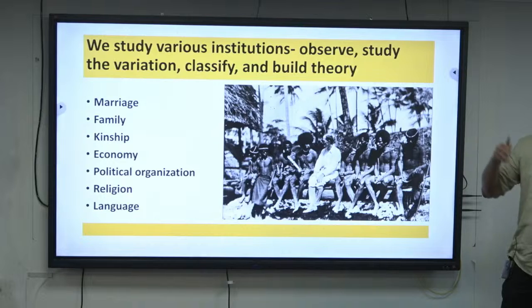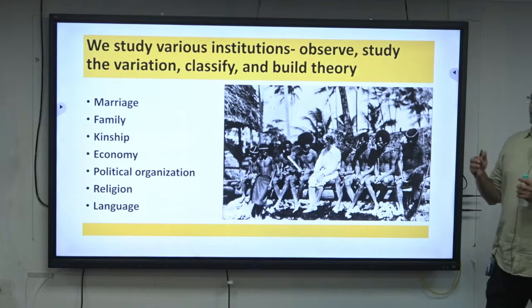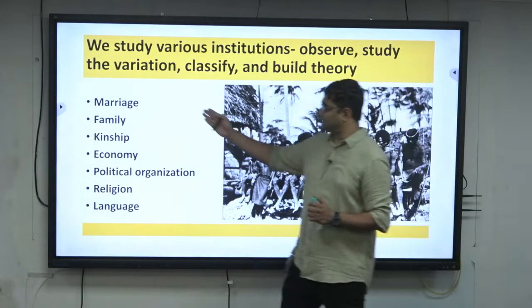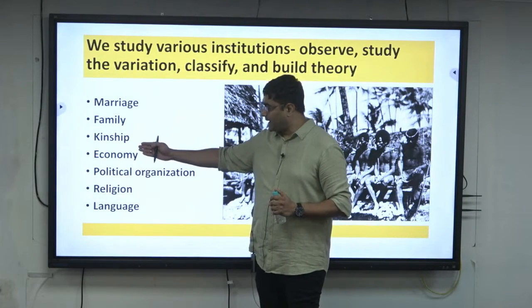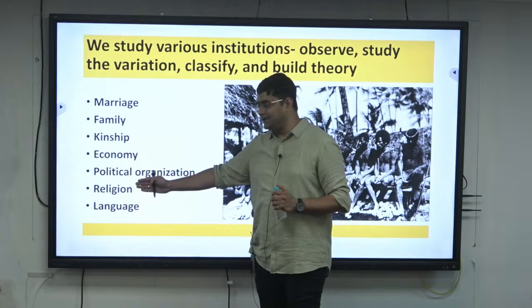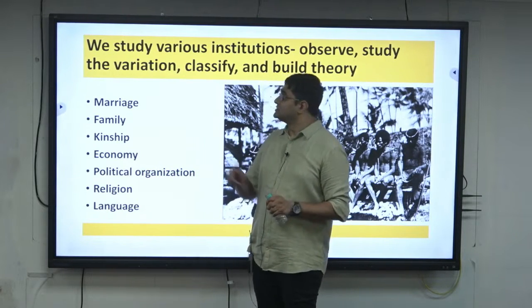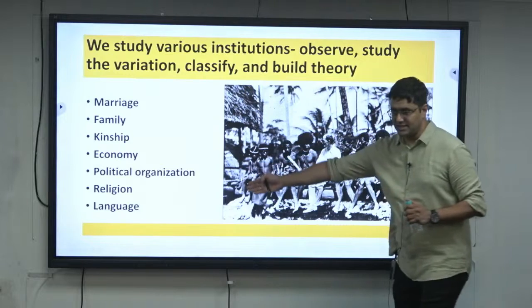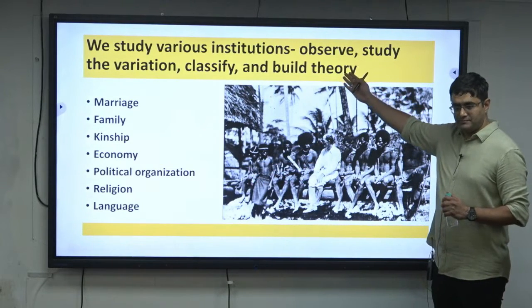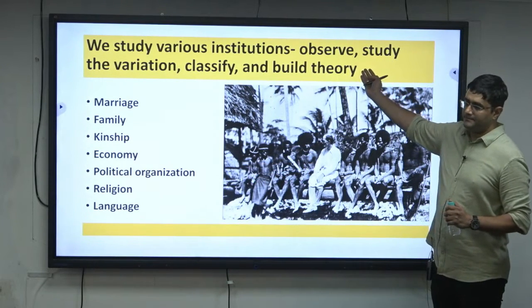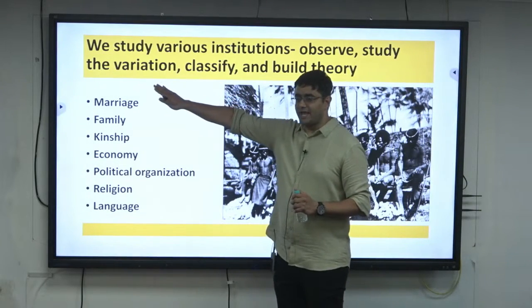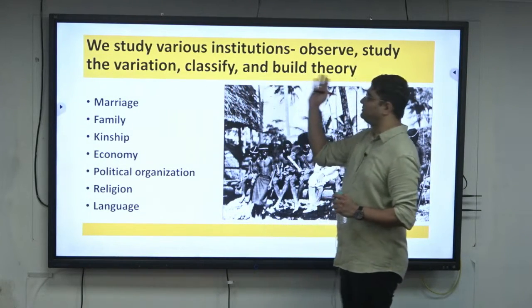Under this, we will be studying different examples and variations in cultural practices. We start with marriage, family, kinship, economy, political organization, religion, and language. So we study various institutions. We observe them. We study them. We understand the variations. We classify them and build theories.